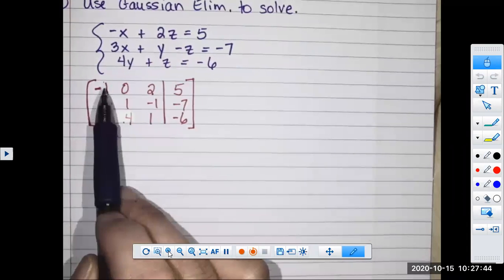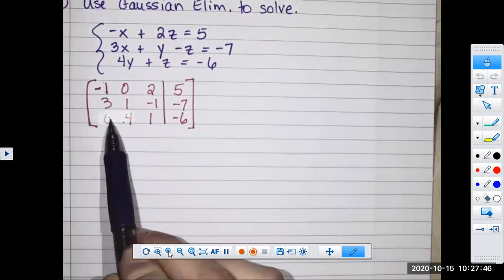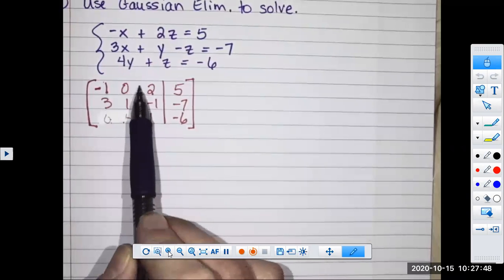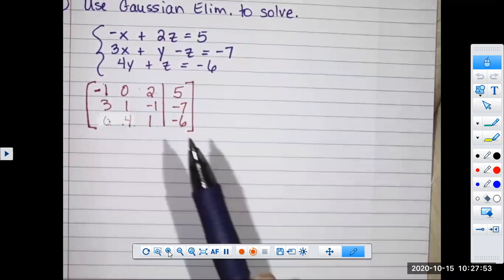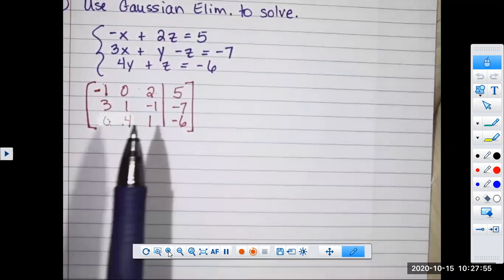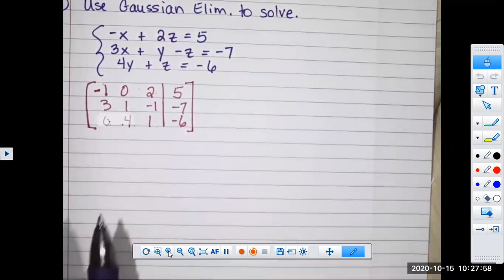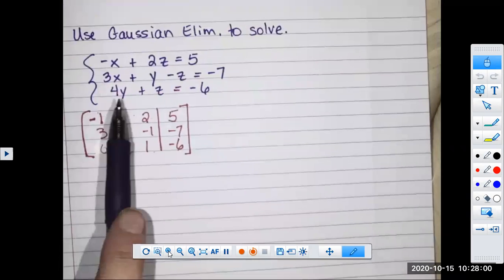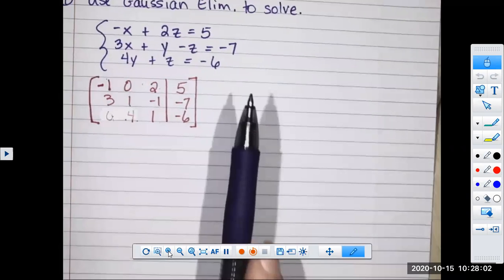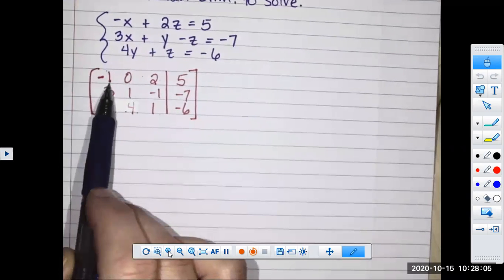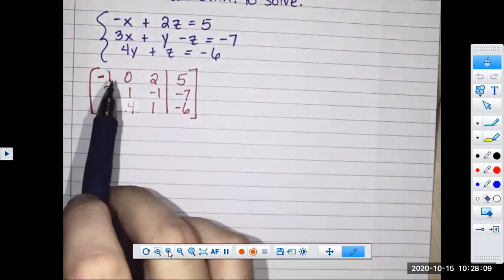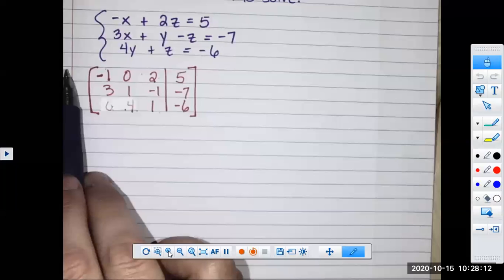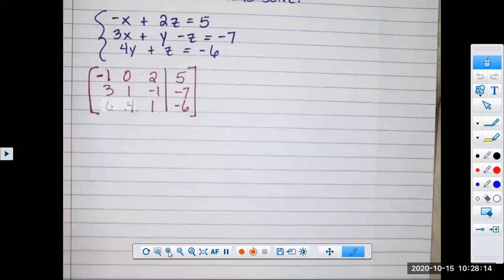Numbers down this column have to become 1, 0, 0. The numbers down this column, we want to be 0, 1, 0, and then 0, 0, 1 to solve it. And the numbers we end up with here will be your X, Y, Z. All right, so let's focus on this first column. I want this top number to become positive 1. So tell me what you could multiply, add, subtract, whatever. How could you make this become positive 1?